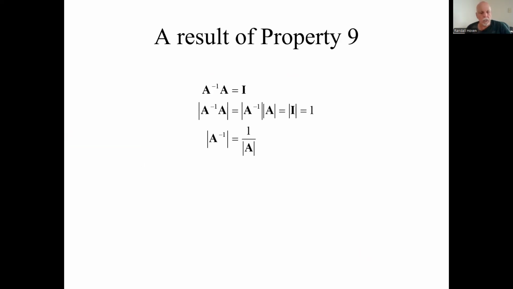What's the result of that? We already knew this, right? A inverse A is the identity. So the determinant is this product. And it's also the determinant of the identity, which is 1. So there you go. The determinant of an inverse is 1 divided by the determinant of the matrix.